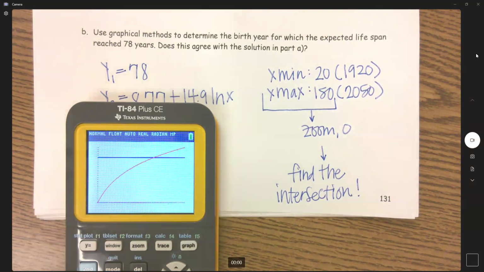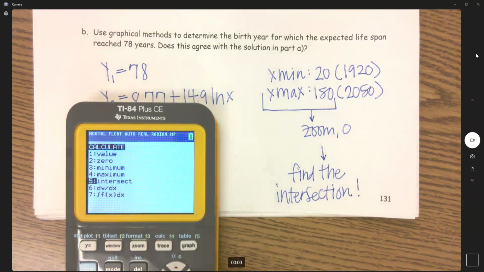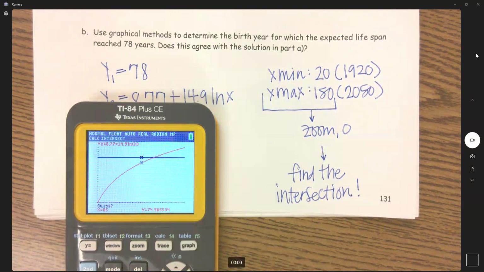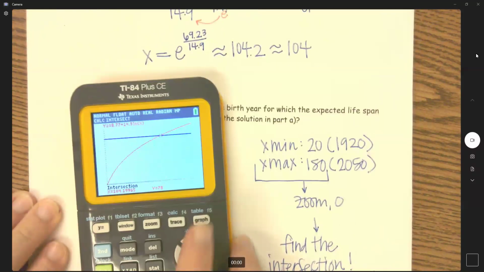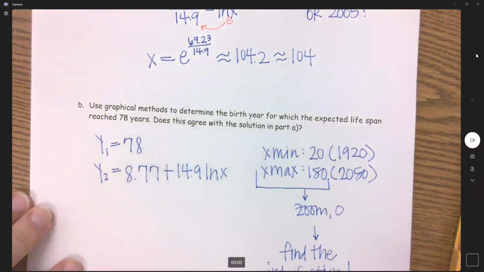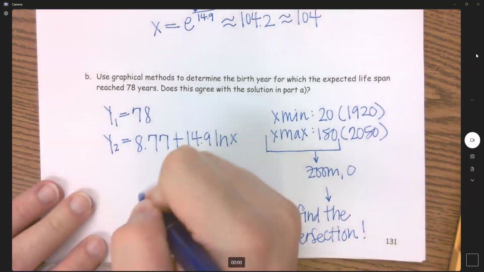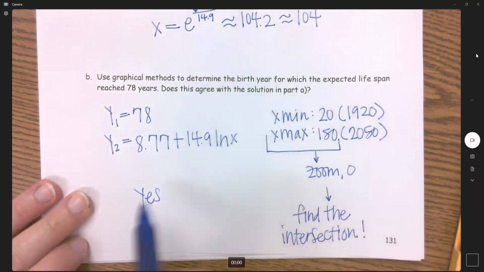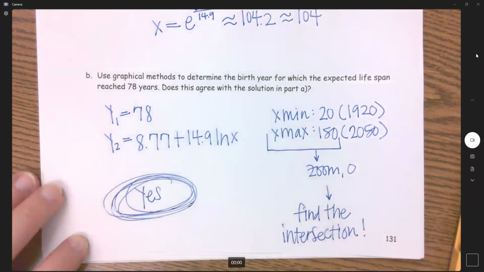Okay, I can see that intersection. So second calc for number 5, enter, enter, enter. No, enter. And we get 104.2. So the question is, does this agree with my solution? Yes, it does.